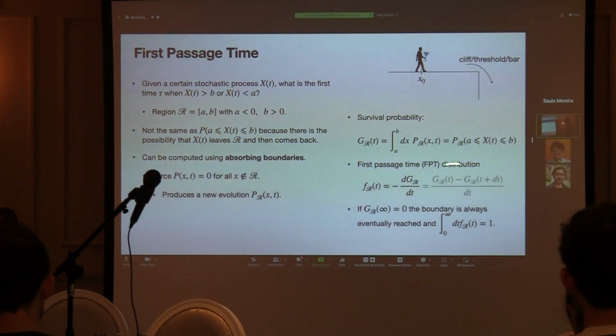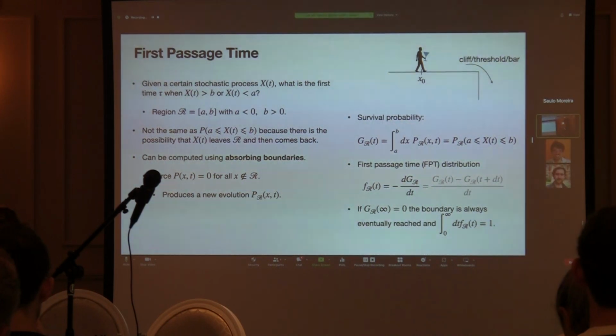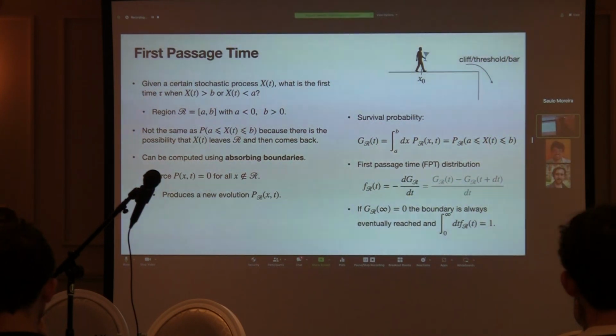The logic behind this equation is that the first passage time distribution is essentially the probability that the system was inside the region at a given time t minus the probability that it is not; essentially the probability that it was inside at time t and then left at time t. If it happens that your survival probability goes to 0 at infinity, then it means that the boundary is always reached. This doesn't always have to be the case. Sometimes you can have problems where there's a finite probability that you never reach your boundary. If that's not the case, then your first passage time distribution will not be normalized. So this is just something to keep in mind.